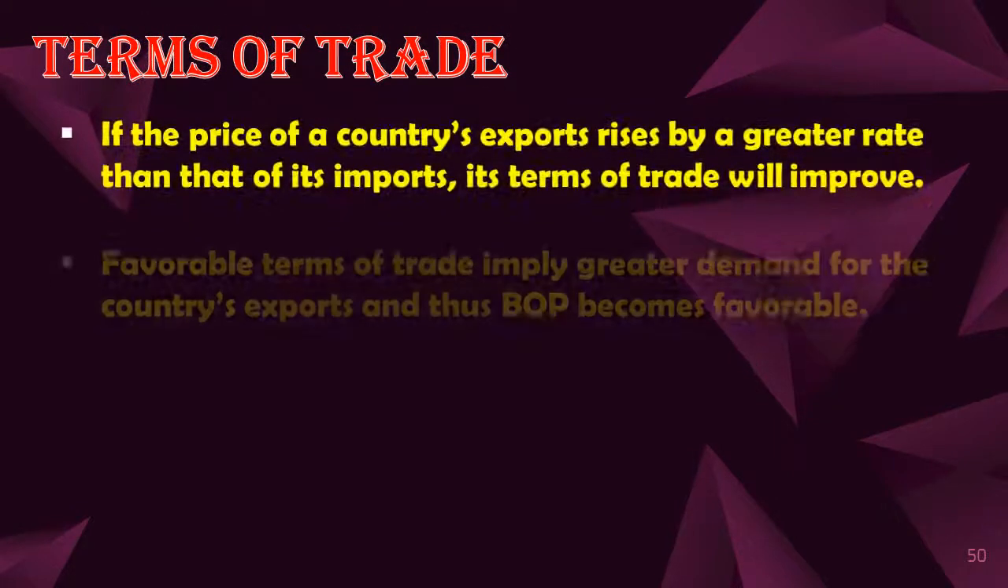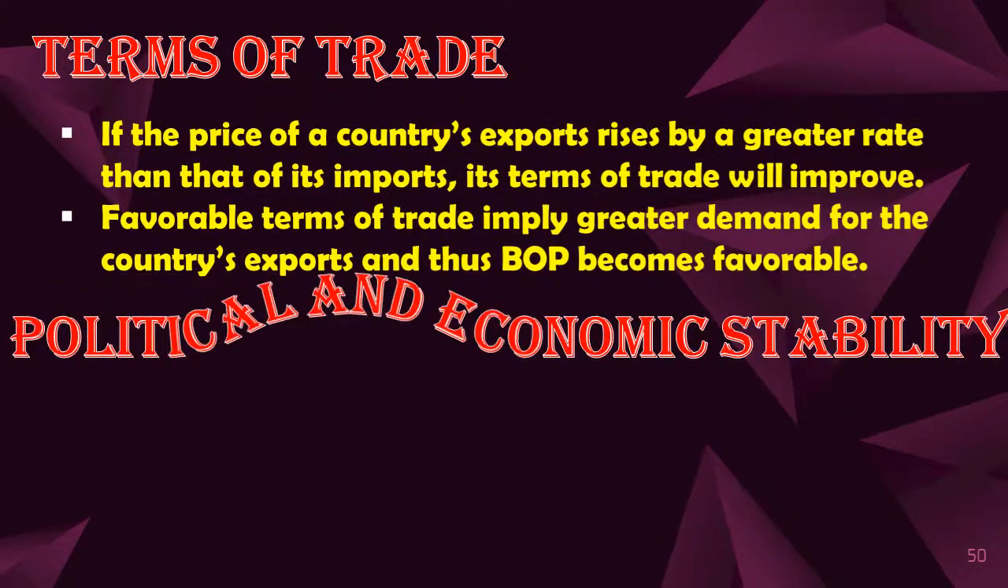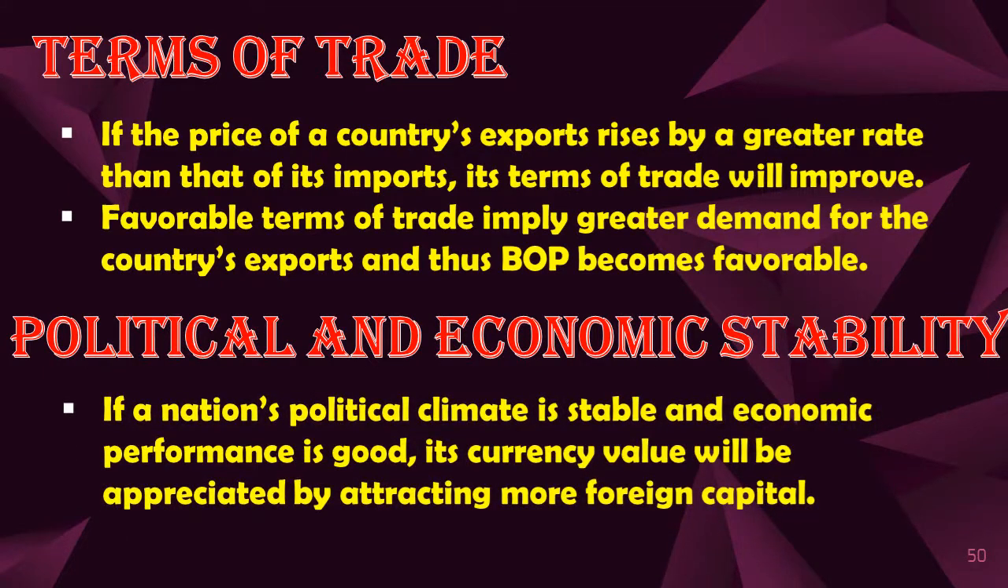Next determinant, terms of trade. If the price of a country's exports rises at a greater rate than that of its imports, its terms of trade will improve. Favorable terms of trade means greater demand for the country's exports, and thus the BOP becomes favorable.